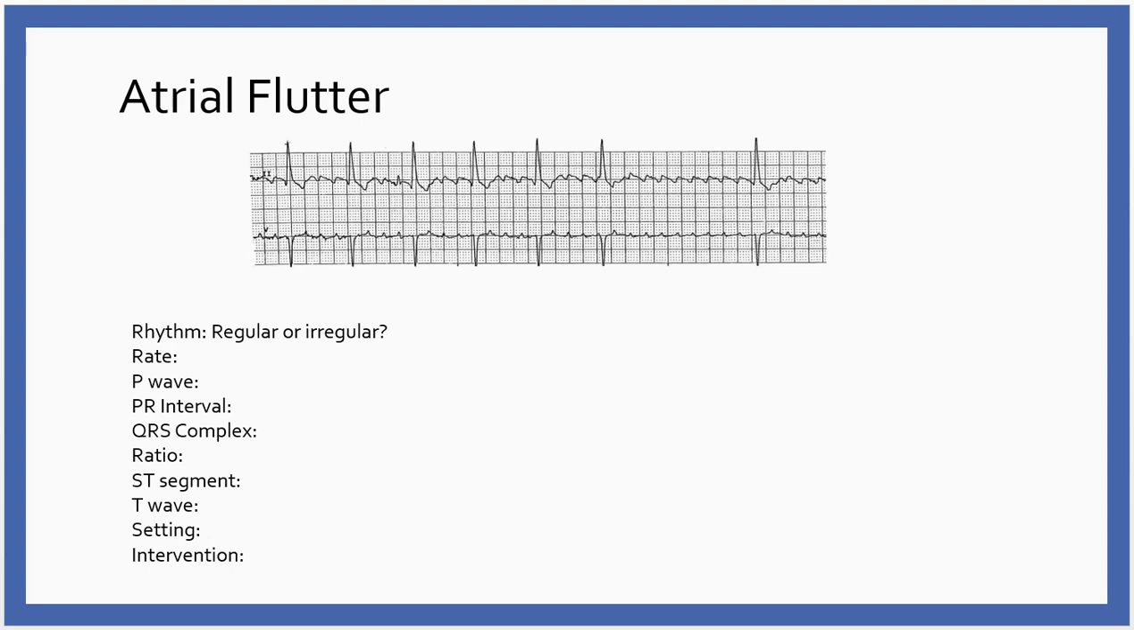Now, one of the things you notice when you look at this strip that kind of stands out is the baseline, where we have what are called sawtooth flutter waves. It's kind of like these V formations along the baseline. That actually is an irritable area, an ectopic pacemaker site in the atria, that is firing off an impulse at a very rapid rate. And that impulse is just kind of flying around the atria.